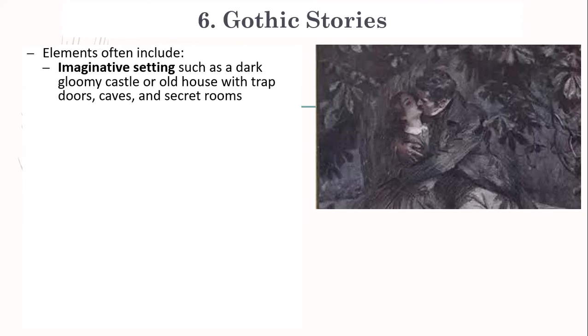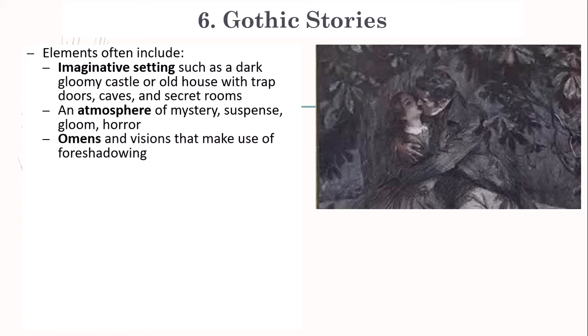So, some elements in imaginative setting. Here, yes, we have almost a dark, gloomy castle. It's an old house with secrets and mysteries. The atmosphere of mystery and suspense. Omens, we're going to talk more about later after we examine the end of the novel. But omens are like things that foretell either something good is going to happen or something bad is going to happen. So visions and dreams use foreshadowing.